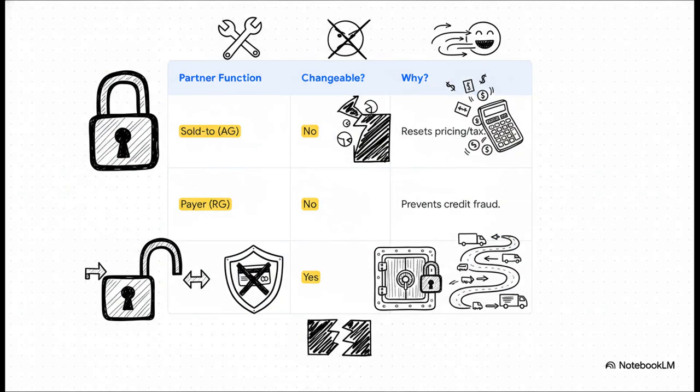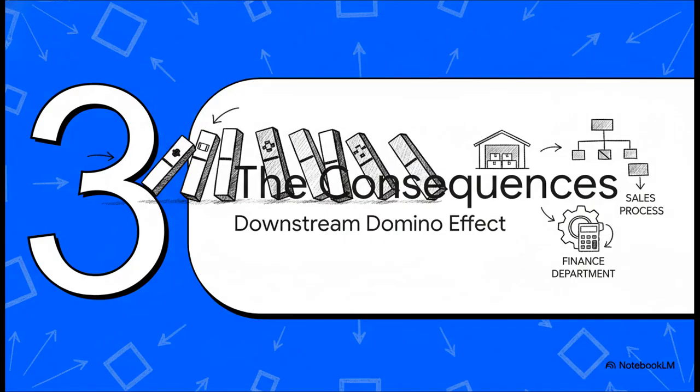But wait, what if things need to change in the order? This is a huge design decision, and best practice is pretty clear on this. You lock down the sold to and the payer. Why? Because changing the sold to can literally reset all your pricing and taxes. It's better to just start a new order. And letting people change the payer? Whoa, that opens up a massive loophole for credit fraud. The ship to, on the other hand, needs to be flexible. Logistics teams often need to make last-minute changes. It's a balance.